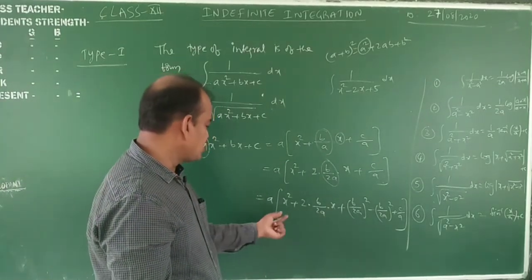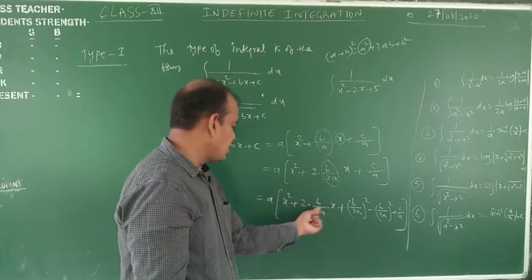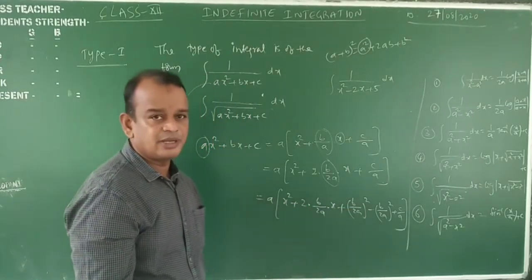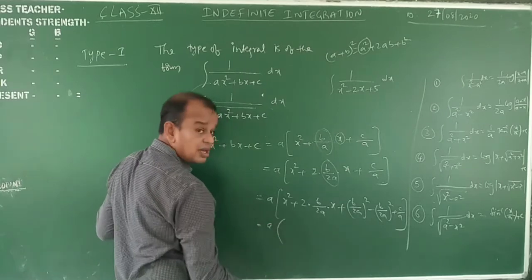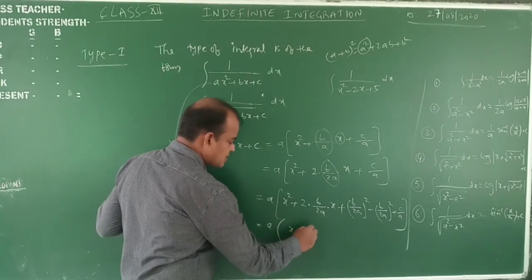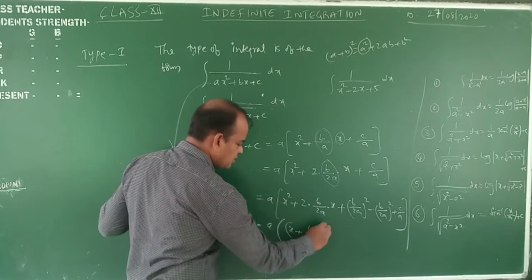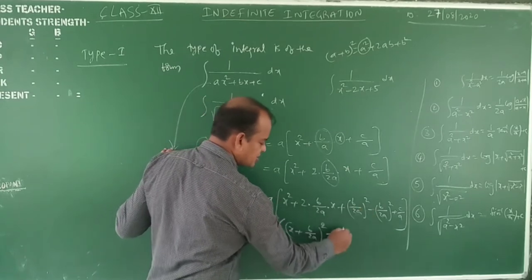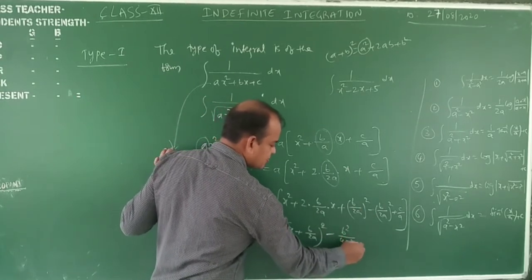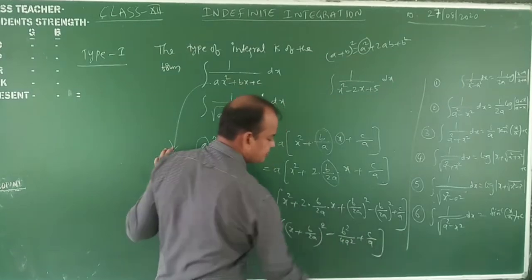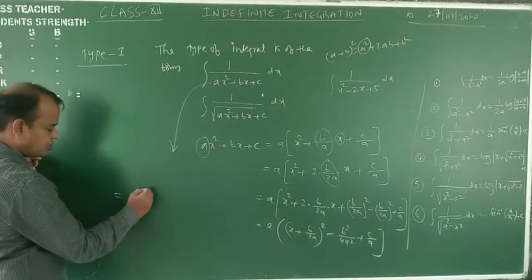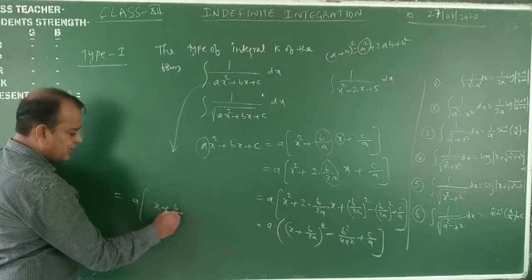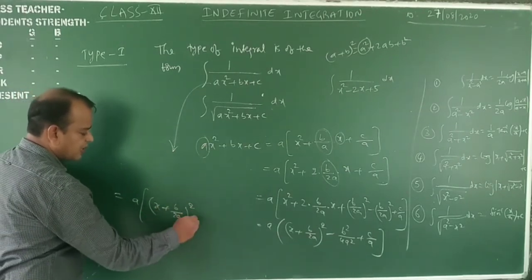Now the first three terms: a square plus 2ab plus b square. What about the first three terms? It is the (a plus b) whole square formula. So we get a into (x plus b by 2a) whole square minus b square by 4a square plus c by a. Okay, my dear students, that is equal to a into (x plus b by 2a) whole square plus, we will take in common.